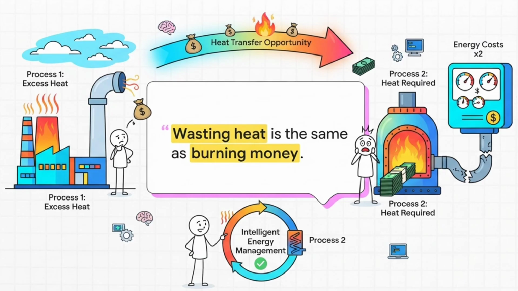Imagine a factory with two different processes. One naturally generates a ton of excess heat, and the other one requires heat to run. If you just vent all that heat from the first one up into the sky and then pay to run a massive furnace for the second one, you are basically paying for energy twice. Tracking your energy separates an incredibly efficient, profitable plant from a ridiculously expensive one.